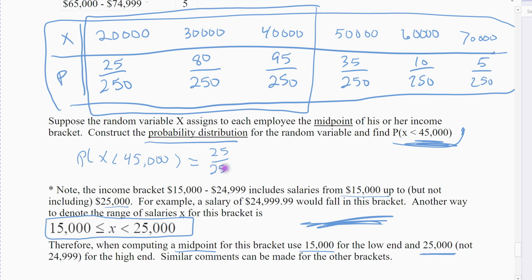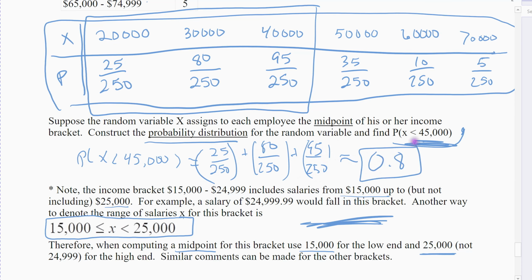25 out of 250, plus 80 out of 250, plus 95 out of 250. I'm just going to type all of those into my calculator. And so it comes out to be 200 out of 250, which is 0.8. Most of the people. 80% of the people have a salary less than $45,000 at this particular company.